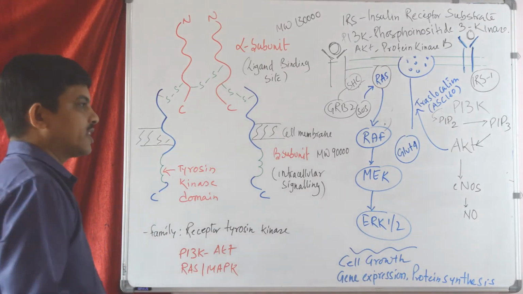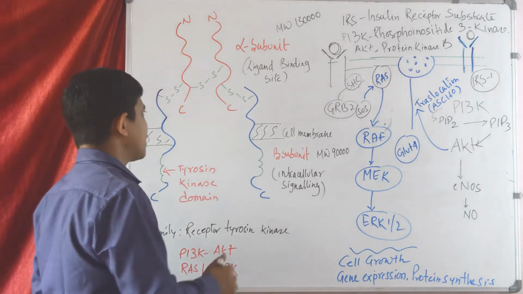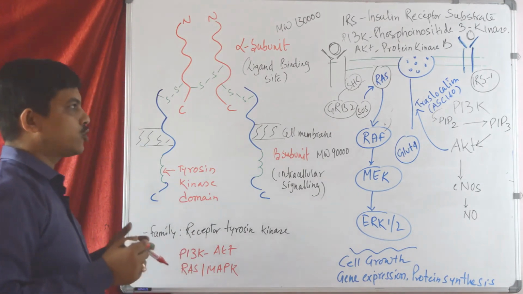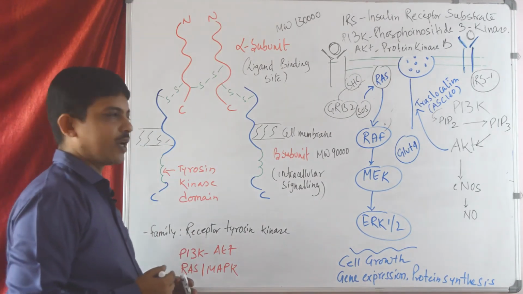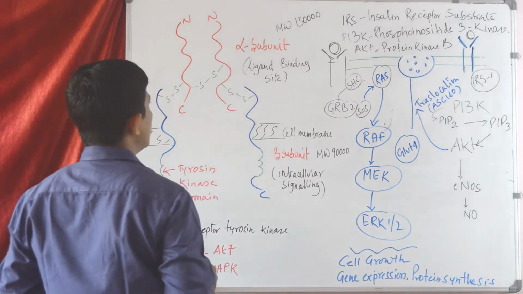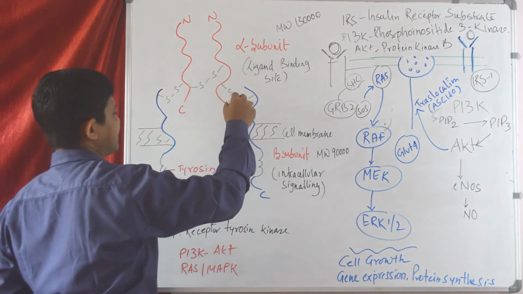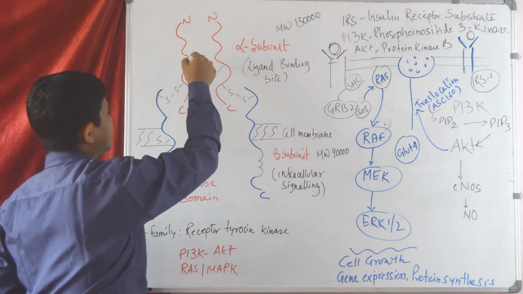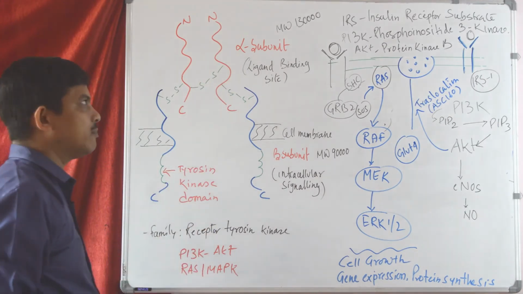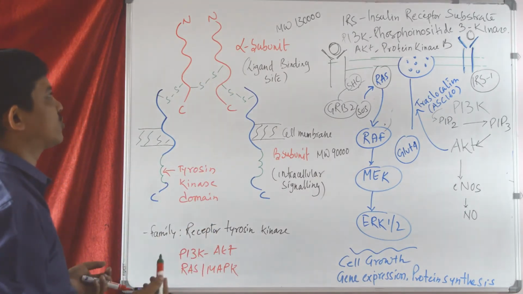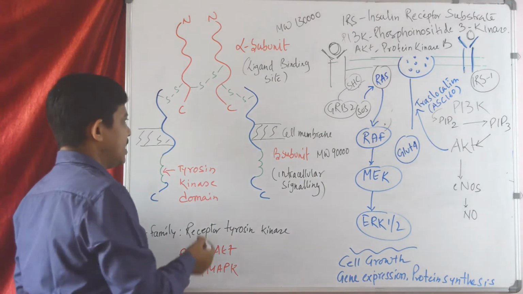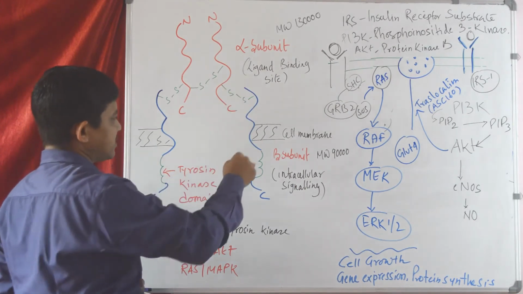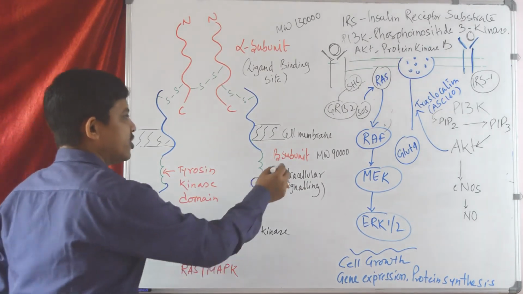Now we are going to discuss the insulin receptor. If we look into the insulin receptor, we can find that there are two subunits. One is the alpha subunit, also called the ligand binding site, that is present outside the membrane. This is the alpha subunit, which is the ligand binding site, and its molecular weight is 130,000. This is the cell membrane, and in the cell membrane the intracellular beta subunit is present.